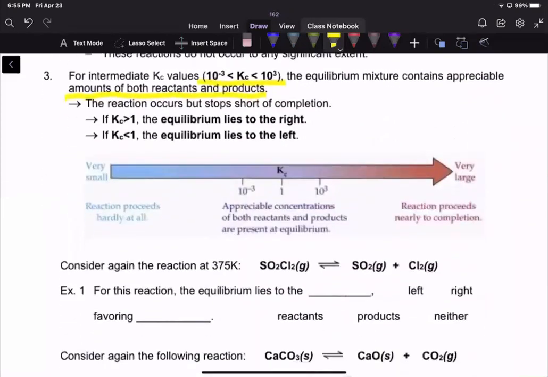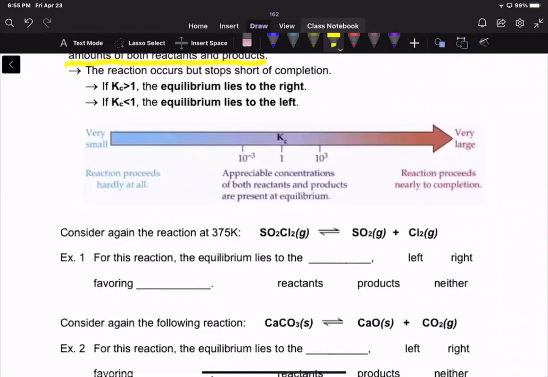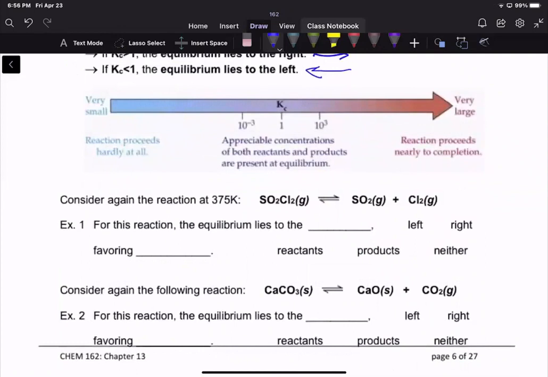So here's some pictures to show. Let's say that if it goes to products, we're going to say it lies to the right. And if the K is small and it does not go very far towards products, then it lies to the left. Now this is the reaction we were looking at before, and its equilibrium values were 2, 7, and 7. So does that lie to the right or the left? They're pretty equal, right? They're not 1,000 times different, but they lie slightly to the right, slightly towards products, but it's fairly balanced.